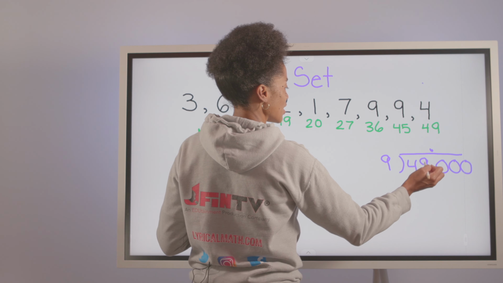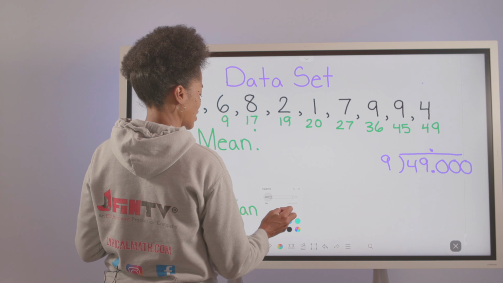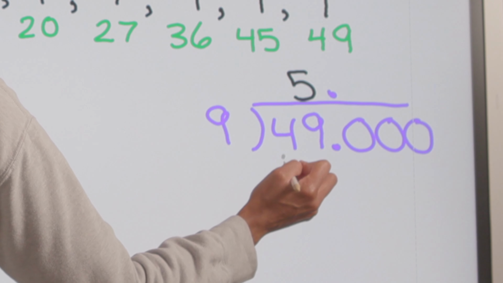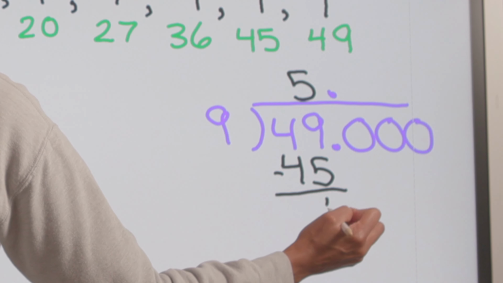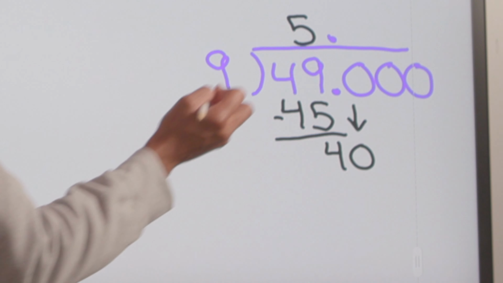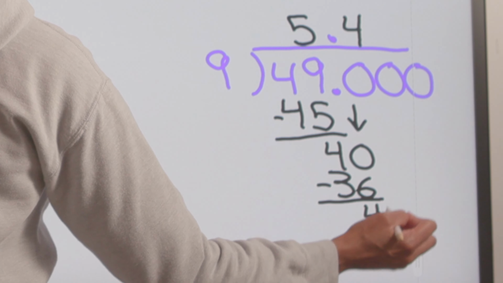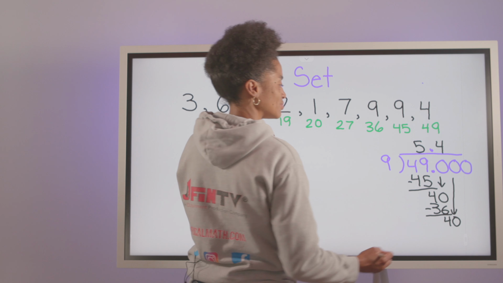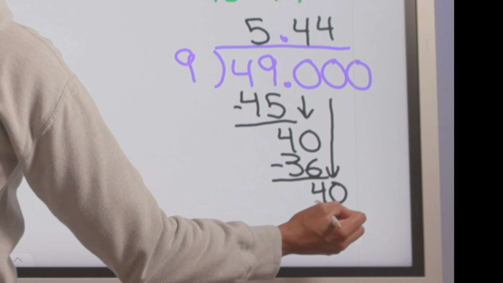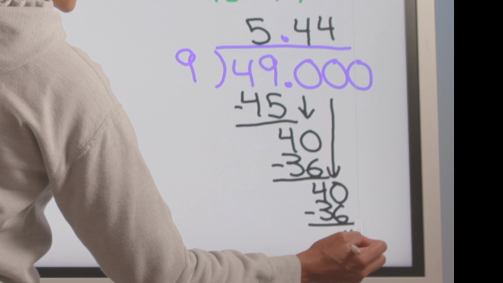All right, let's get ready to use our steps for division. Divide, put the number on the top. So we're looking at 49 divided by 9. That's going to give us 5. Multiply, put the number on the bottom, subtract, bring it down, and then I'm going to do it again. Divide, multiply, subtract, bring it down, and then I'm going to do it again.